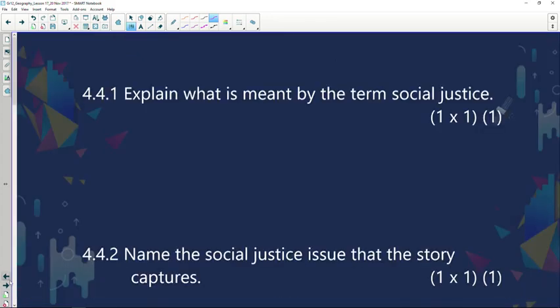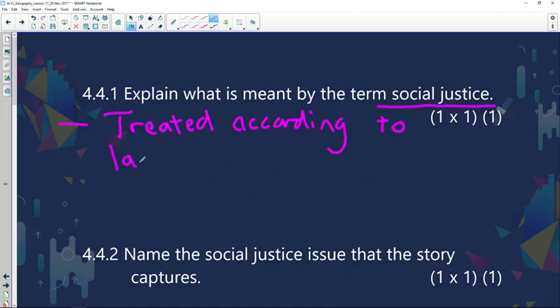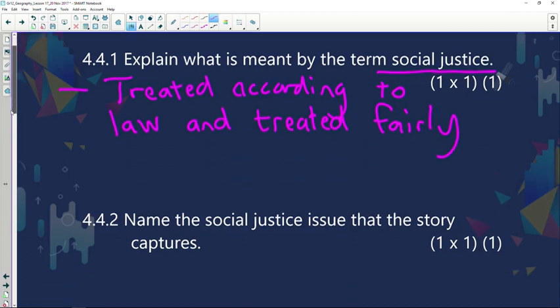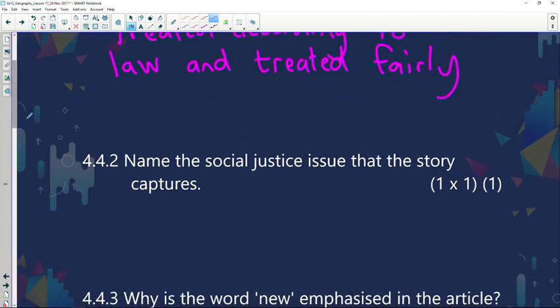Now explain what is meant by the term social justice. Social justice is to be treated according to law and treated fairly. Okay, so that's social justice, the way things are being handled.